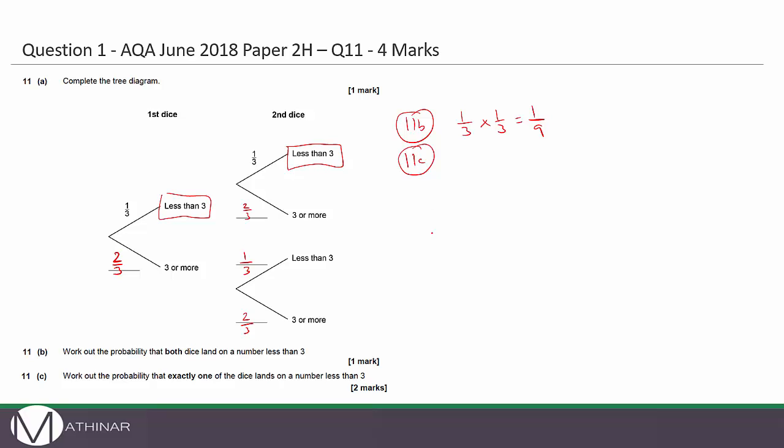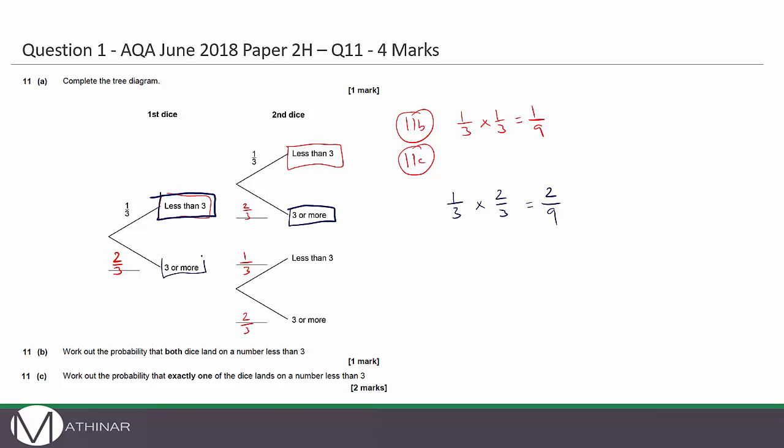Part C. Work out the probability that exactly one of the dice lies on a number less than 3. If we want exactly one to land on a number less than 3, let's assume that the first one was less than 3. That would mean that the second one would need to be 3 or more. So the probabilities involved here are 1/3 and the second dice needs to be 3 or more. So we use the word and. So that's 2/3. So we multiply them together, that gives us 2/9.